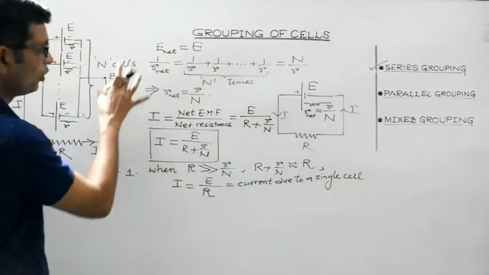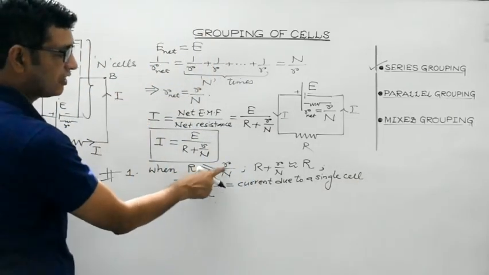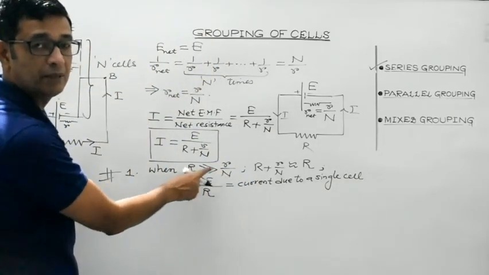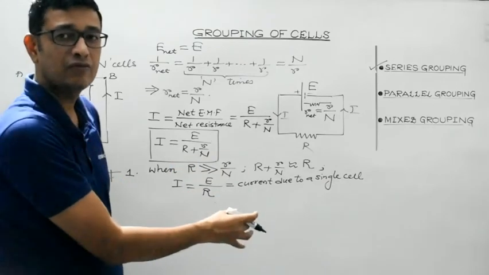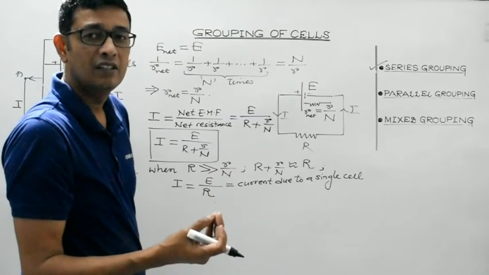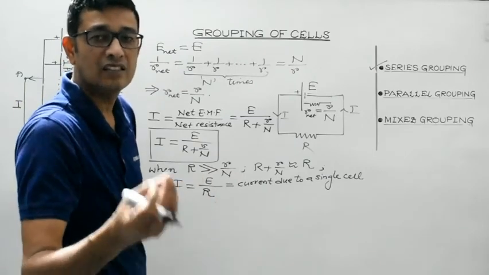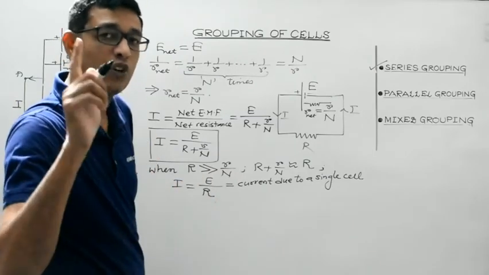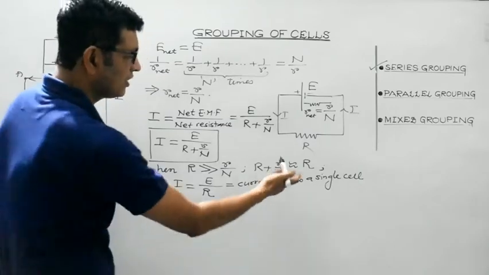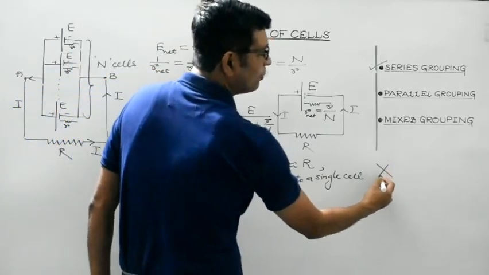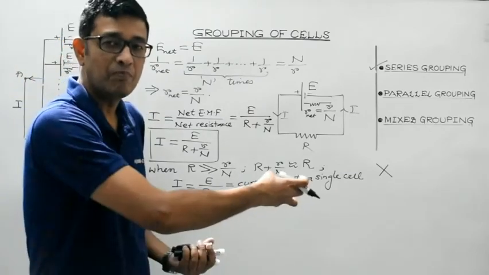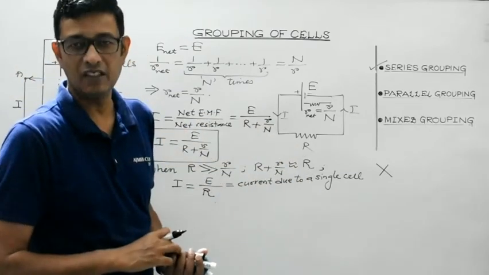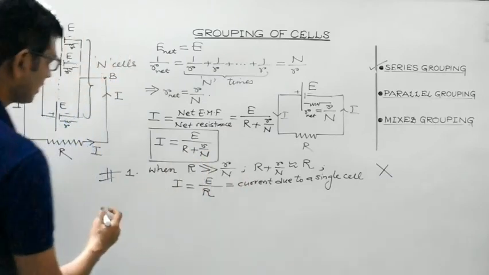So in the parallel grouping of cells, if the net internal resistance is negligible as compared to the external resistance, then we'll be able to derive a current which is only as much as the current due to a single cell. So obviously this situation is not at all preferable. Obviously we would want to derive maximum current from the grouping of cells, isn't it? So let's discuss the other case.